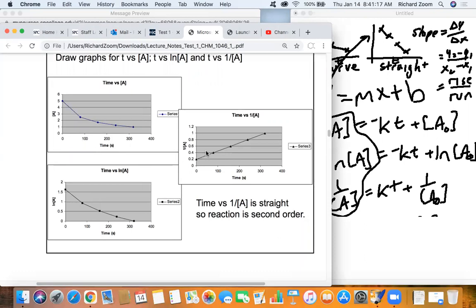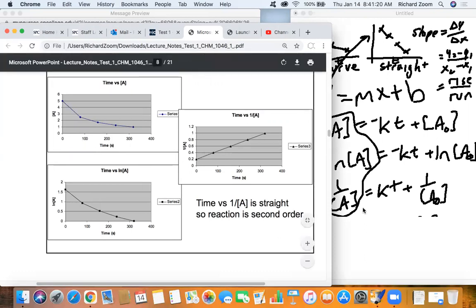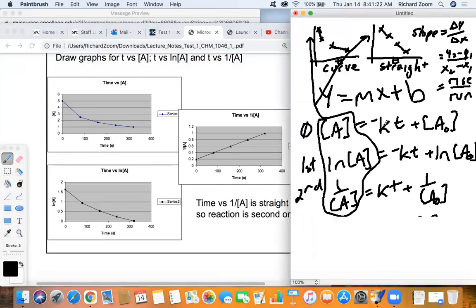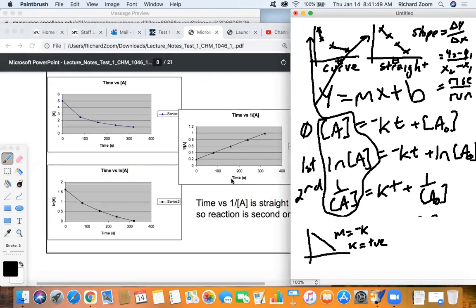So my point is that m is always going to equal whatever this happens to be here. If it's time versus A, it's always going to be a negative slope. And that means that m equals negative k, but because m is negative, k comes out to be positive. And k will always be a positive value. And we can just get it off the slope.